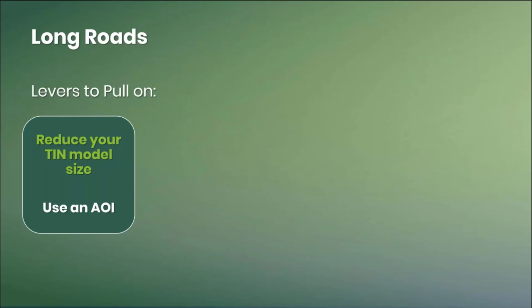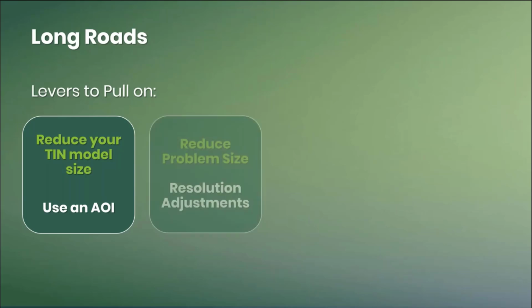The first of those is reduce your TIN model size. You can use an area of interest. You can reduce that area, the footprint that we're looking at. So if you know for sure you don't want a road to go over there in that one section, cut it out of the model or hem it in using a polygon.